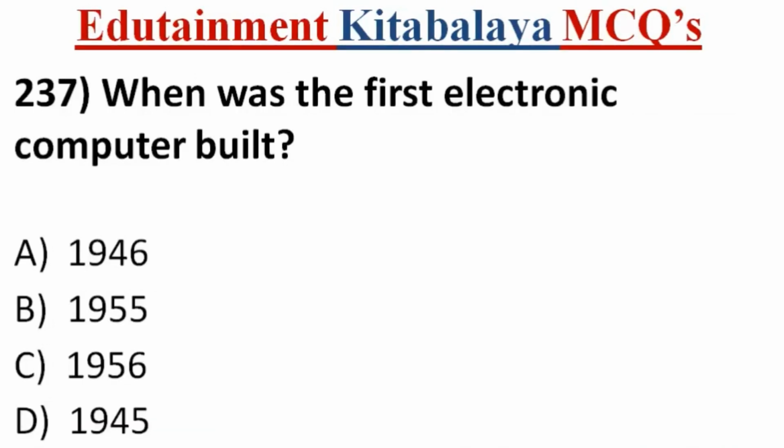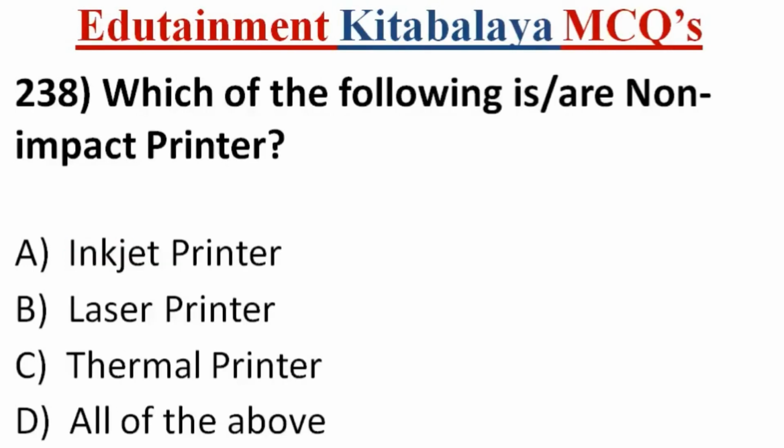Question number 237. When was the first electronic computer built? A. 1946. B. 1955. C. 1956. D. 1945. Correct answer is A. 1946.